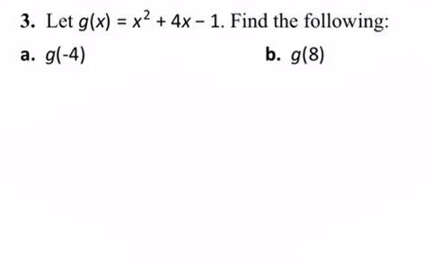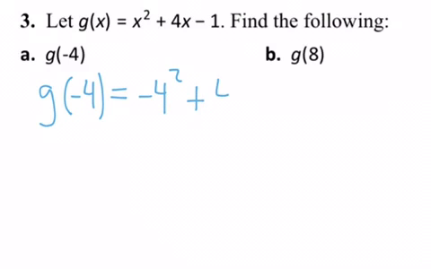Okay, everybody should have evaluated both of these. So we're going to do 3a first, g of -4. First step is to rewrite the problem. g of -4 equals -4 squared plus 4 times -4 minus 1.